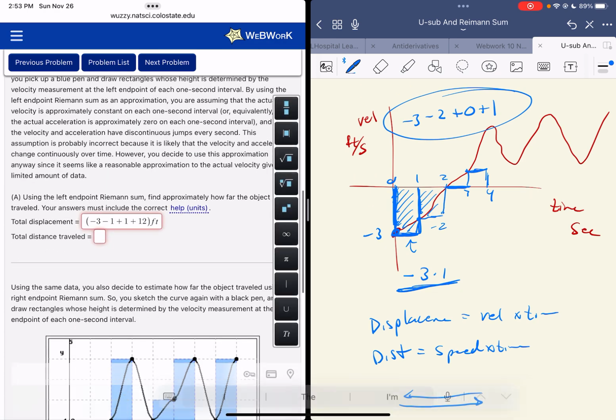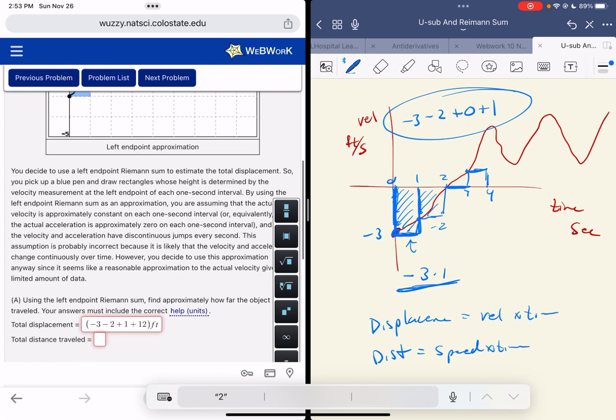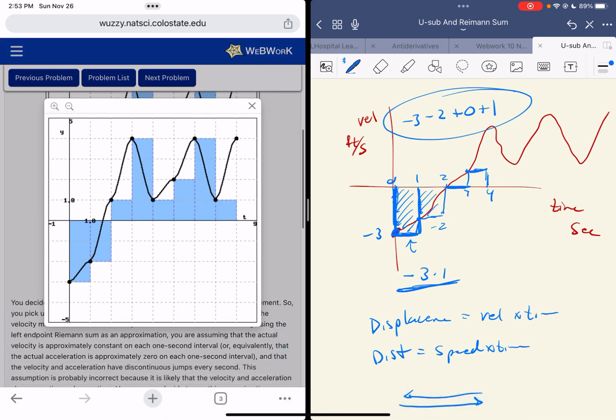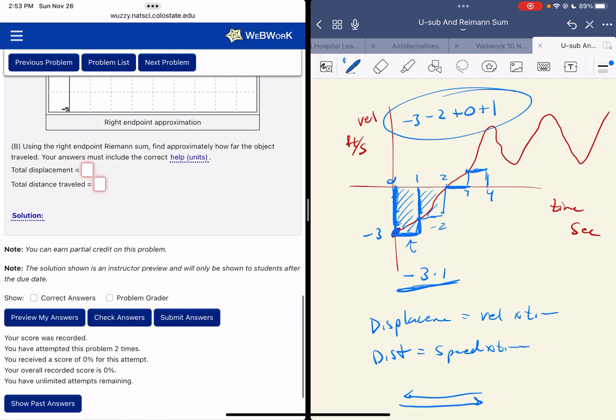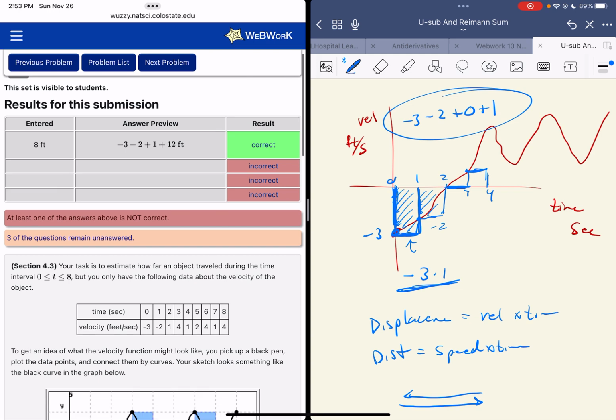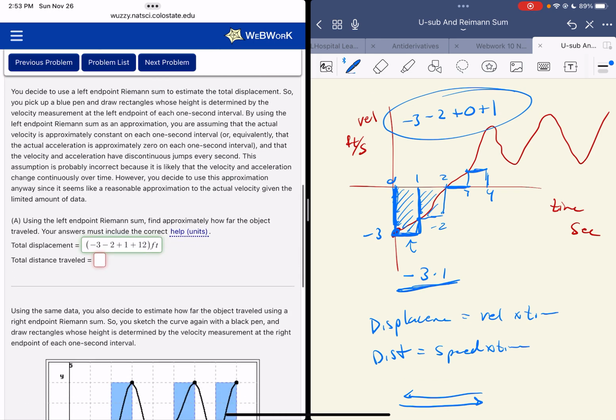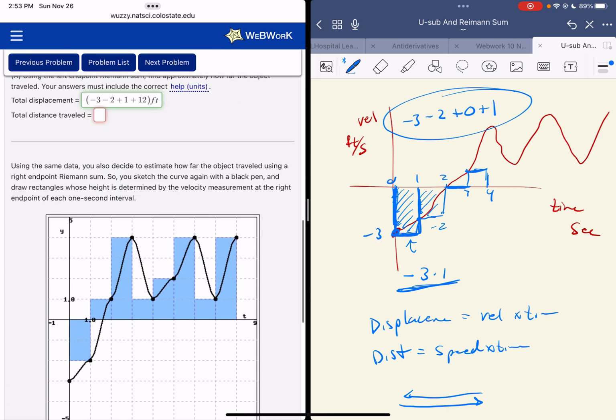-3. Right here. There should be a -2. Sorry, looking at this picture, you can see in the first column there's 3 blue squares. That's because I did -3 times 1. In the next column, there's 2 blue squares, and for whatever reason, I wrote -1. So now let's submit. Now it's correct. We all make mistakes. Okay, so that's the displacement.